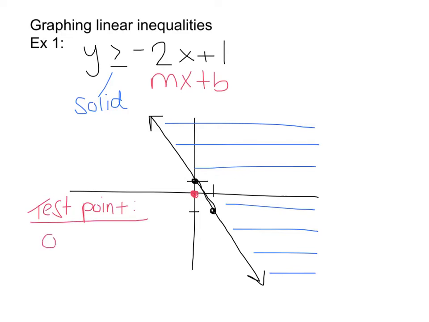So if you plugged in 0 for y, and you plugged in 0 for x, let's see what this gives us. Negative 2 times 0 is 0, plus 1 gives me 1. Is 0 greater than or equal to 1? That is never true, so you're going to shade the opposite side of the graph, where 0 does not fall into. The test point isn't necessary, but if you want to check to make sure that you shaded the correct region, you can go ahead and use the test point to verify it.